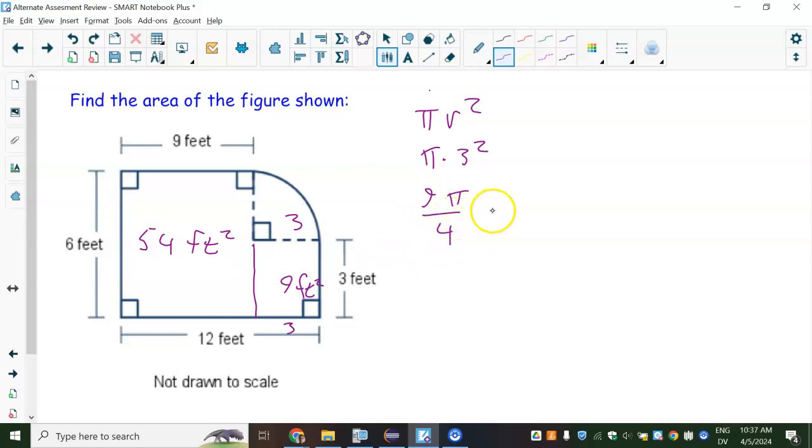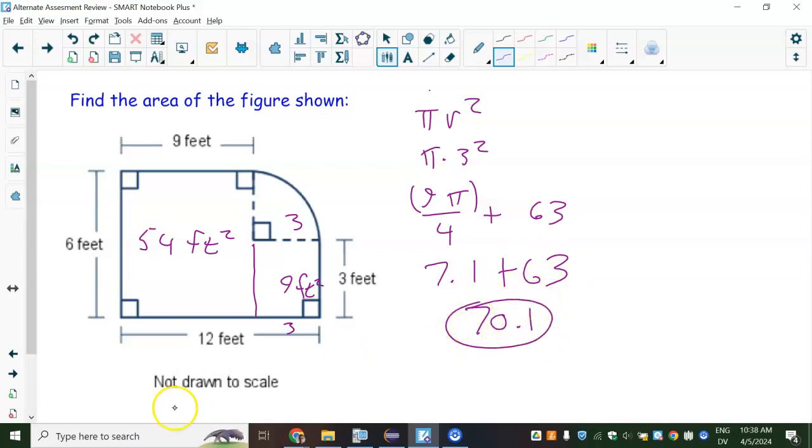So that's the circle. So we just do the circle plus 9 and 54. So I think that's 63. So that's kind of an expression for our area. And, you know, if you really want a decimal, we could do it on our calculator quick. So we get 7.1 plus 63. And that comes out to be 70.1 for our area. I guess it's not drawn to scale, so it makes sense that this doesn't look like a square when it really should. Okay.